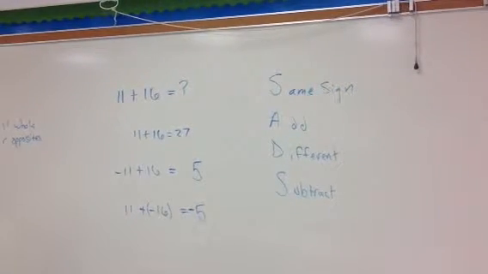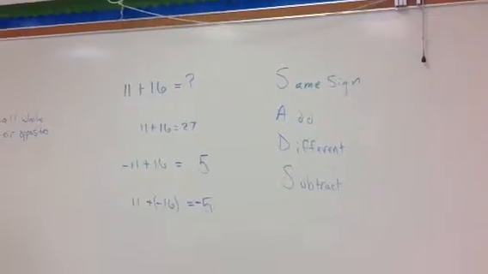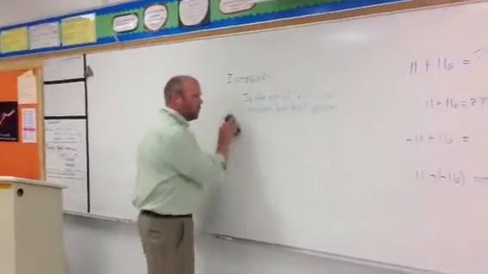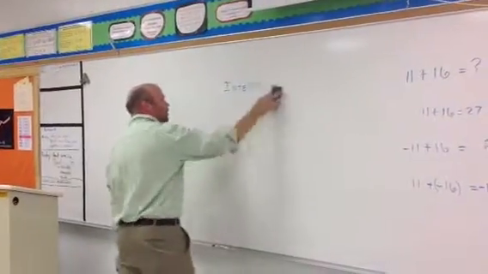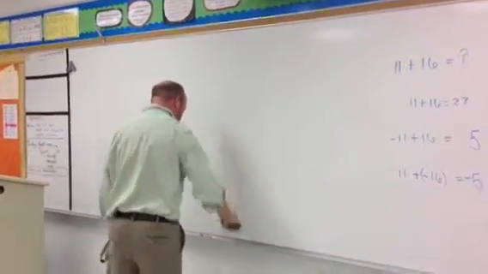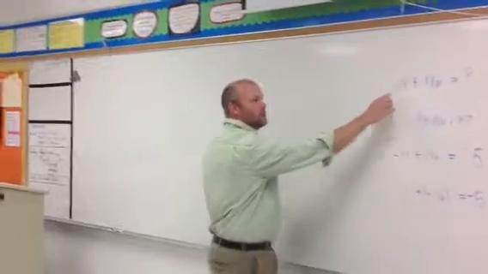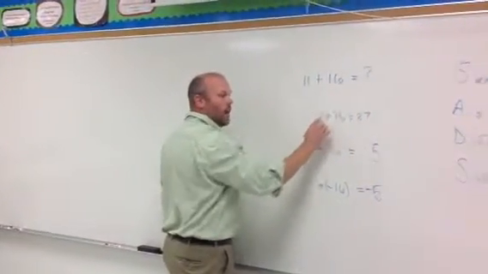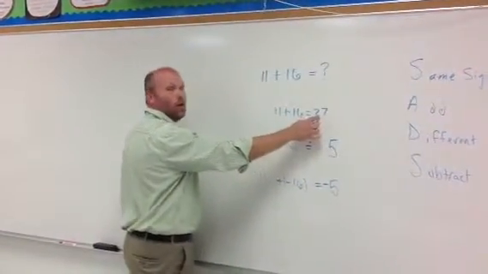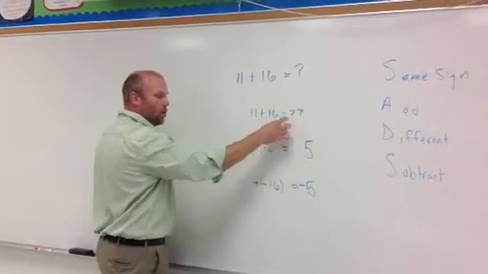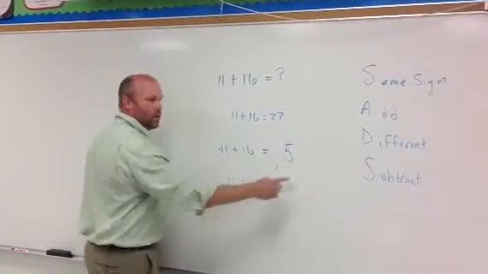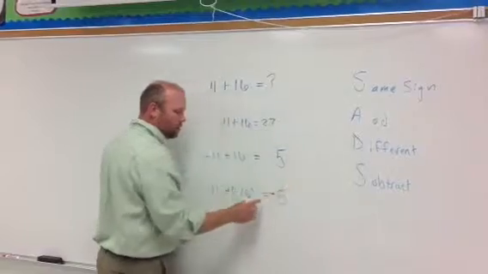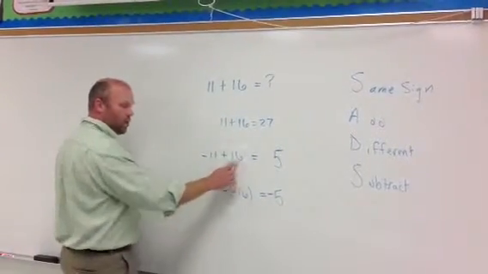Okay? And then we have a third example, which I'm going to write over here. So we had same signs, and we added. 11 plus 16 is 27. We know how to do that for a long time now. When we had different signs, it was a little bit different. We had to remember we had to subtract the numbers, and then take the sign of the larger number.